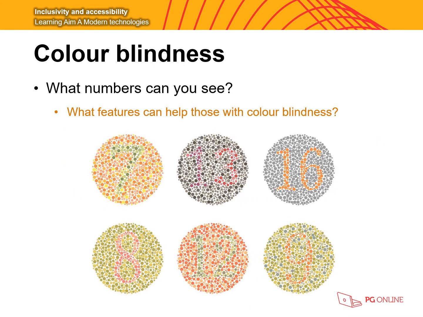A little fun task for you to now attempt is we're going to look at the topic of colour blindness. In the circles on the screen, what numbers can you see? And once you've had a look and seen what numbers you can see, what features do you think could help people who have colour blindness to know what is on the screen?